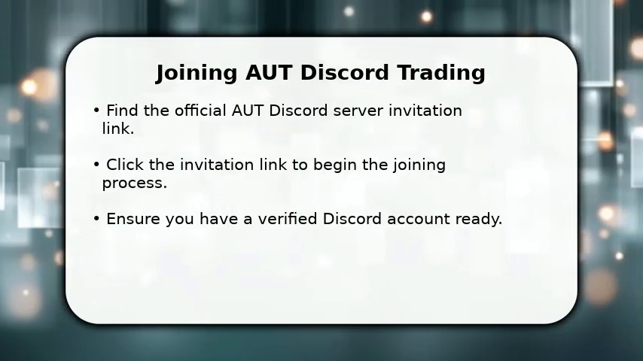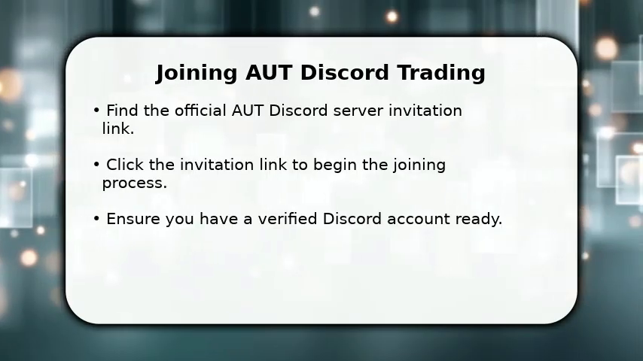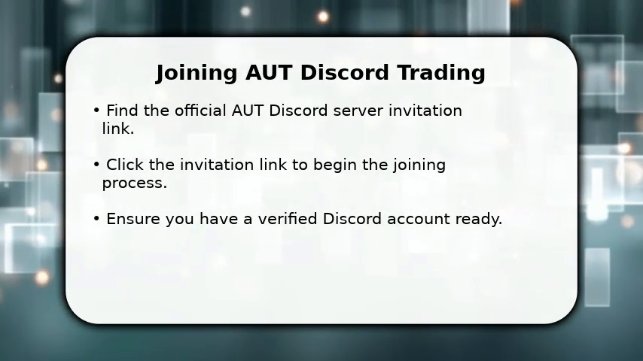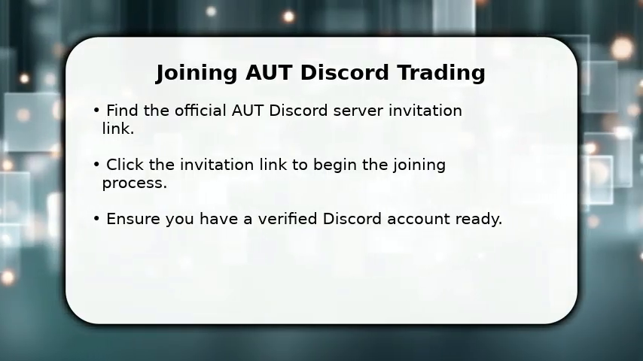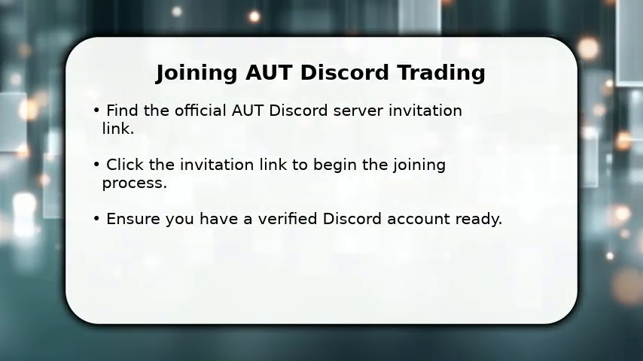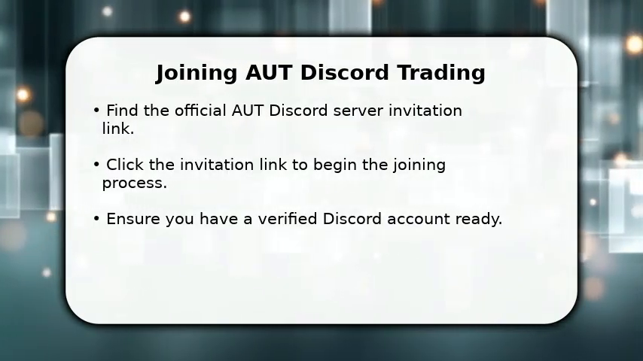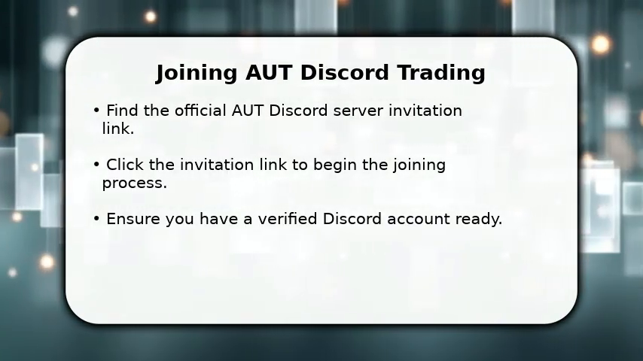In this video, I will show you how to join the AUT Discord trading server. It's a straightforward process that takes just a few moments. First, you'll need to locate the official invitation link for the server. Once you have that link, simply click on it, and Discord will guide you through the next steps.